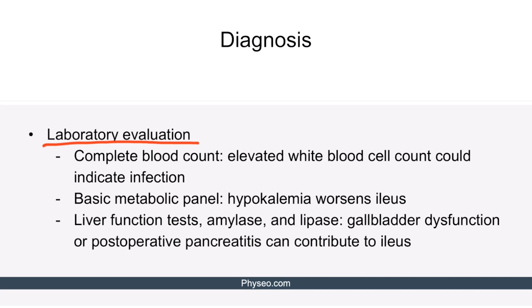Liver function tests can be elevated in gallbladder dysfunction due to obstruction of bile flow and acute inflammation causing liver injury. Amylase and lipase will be elevated if pancreatitis is present.